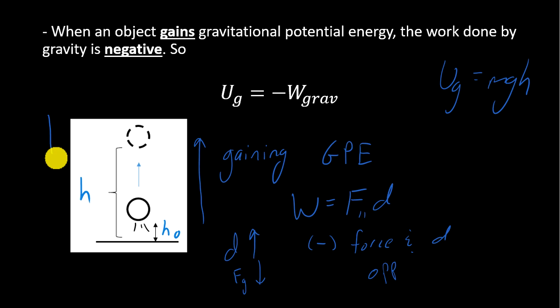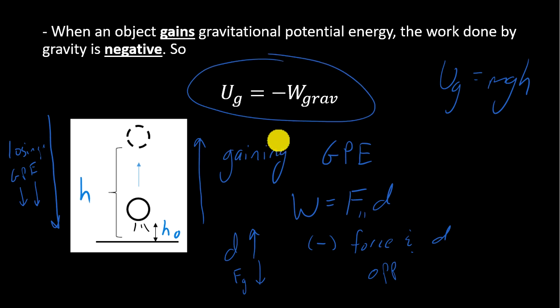And the opposite's true. If the ball is falling downward, it's losing GPE. In this case, when it's falling down, we already did this. That's the first thing we did. The force is down and the distance is down. It's positive. So we have this link here. They are opposites. When UG goes up, the work is negative. When the work done by gravity is positive, that means the gravitational potential energy is going down. This will be an important link in the future, this relationship.